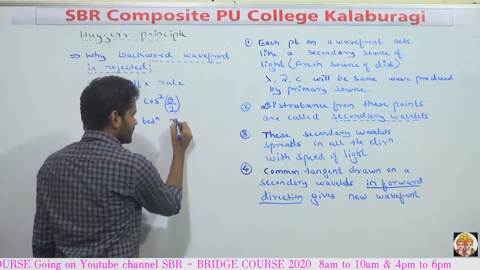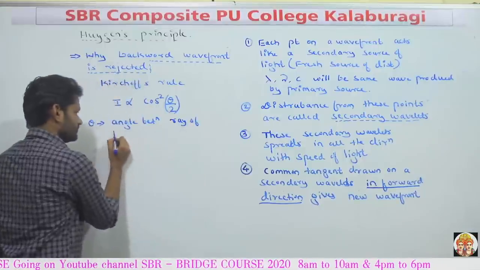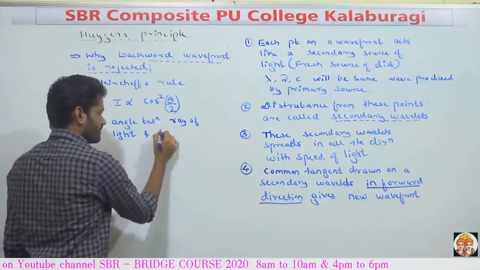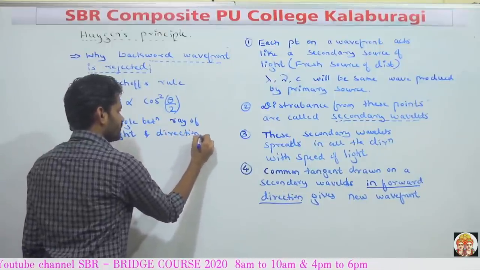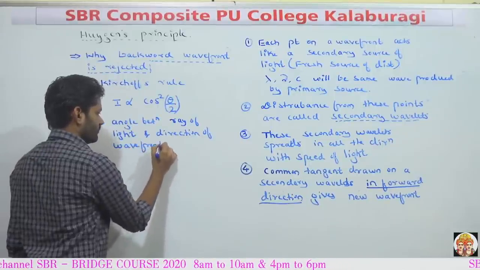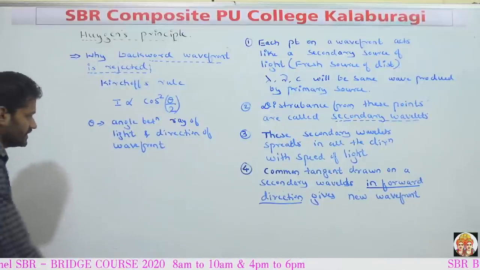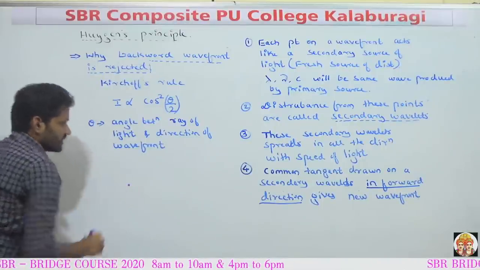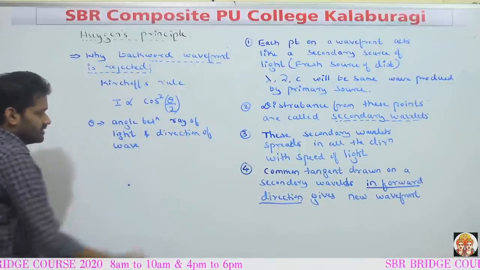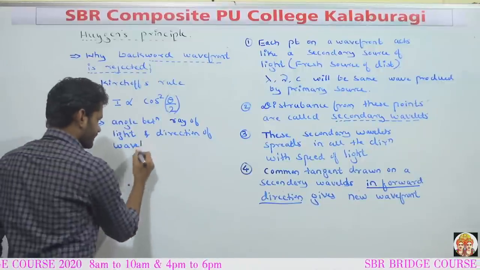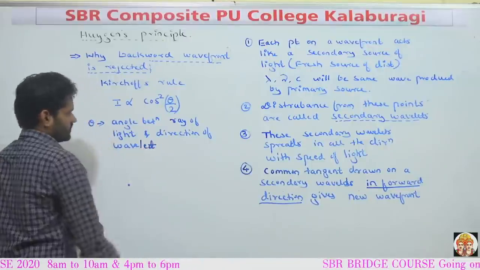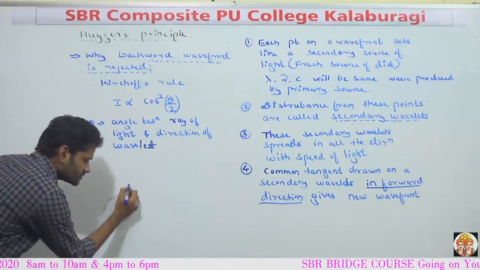Theta means the angle between the ray of light and the direction of the wavefront. Here, this one is what? The direction of the wavelet. Okay.